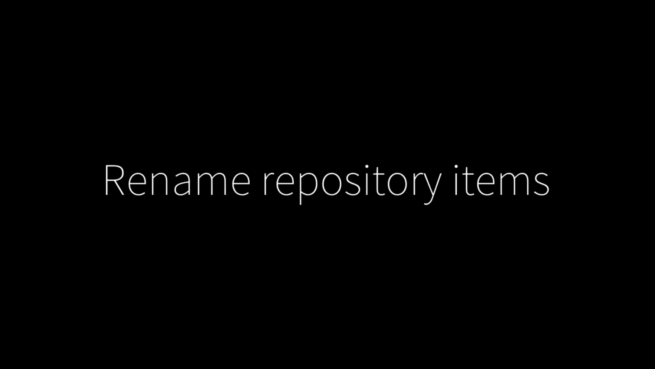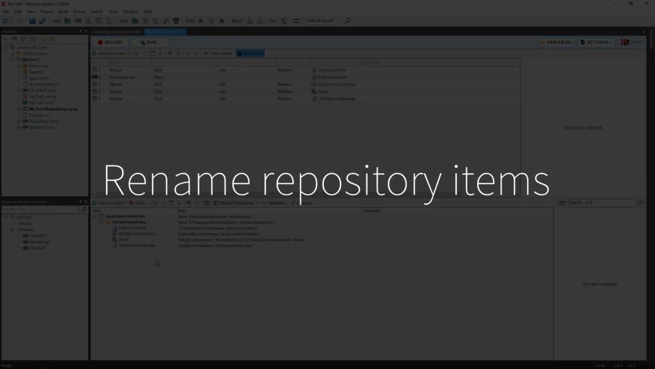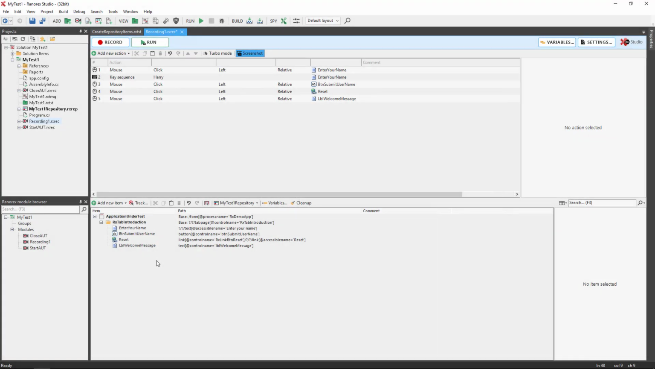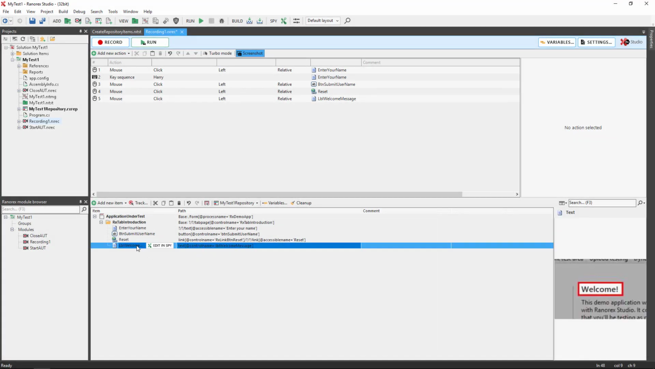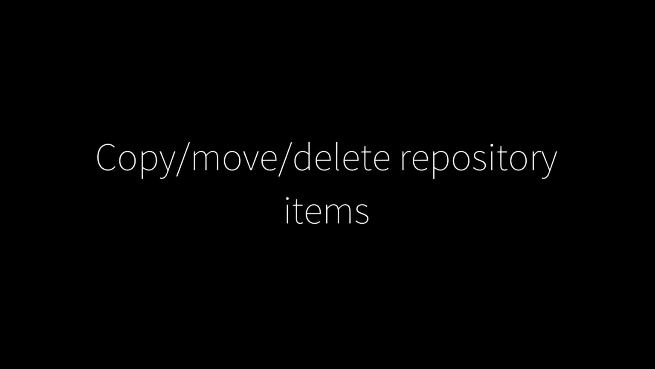Ranorex assigns repository items names automatically based on what the corresponding UI elements are called within the tracked application. You can rename repository items to make it clearer what they do. To do so, please use the context menu and rename. Enter the new name and press enter.